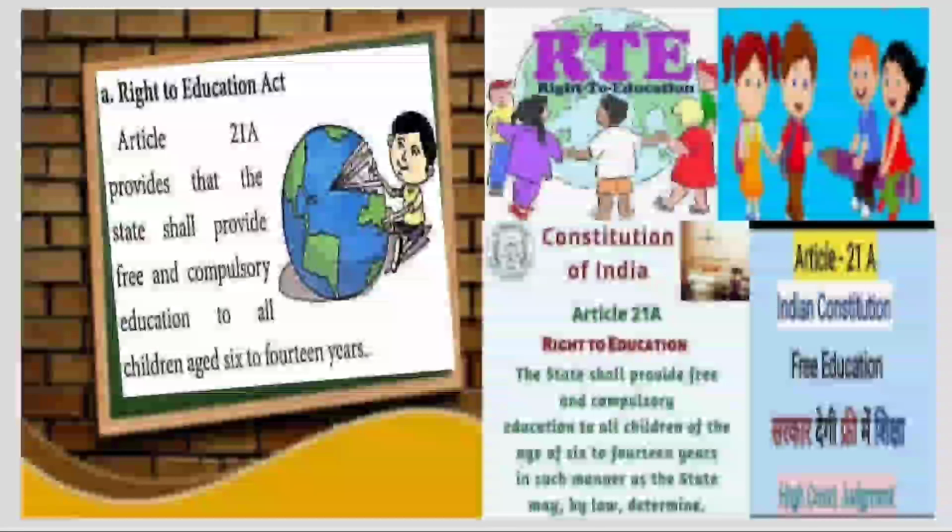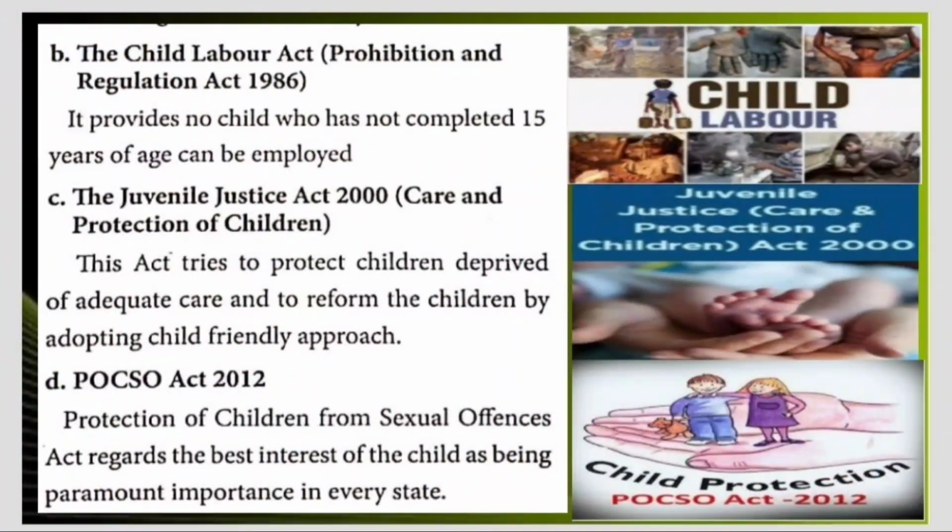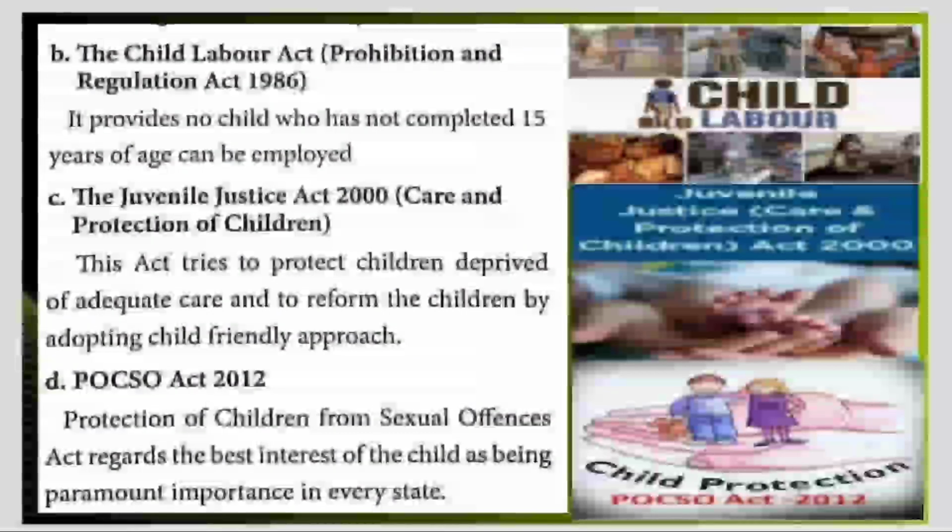First one, Right to Education Act. Article 21A provides that the state shall provide free and compulsory education to all children aged 6 to 14 years. Second one, the Child Labor Prohibition and Regulation Act 1986. It provides that no child who has not completed 15 years of age can be employed.